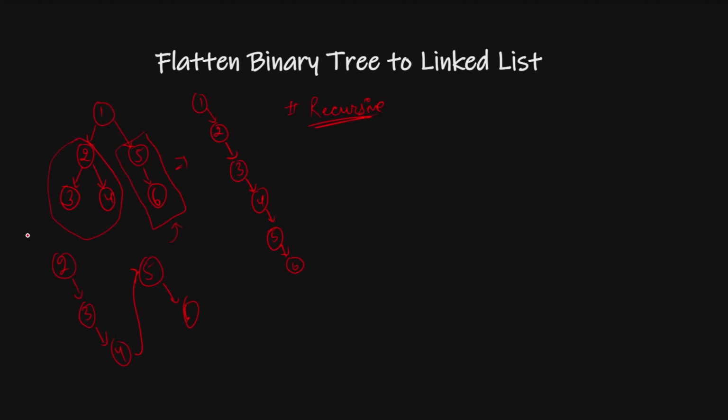Once my left and right are done, this 1 is right now pointing with its right to this 5. So I will make its right point to its left, which is 2, the next, and its left will be pointing to null. So this is how I will solve. Now let's check out the code to understand it more clearly.